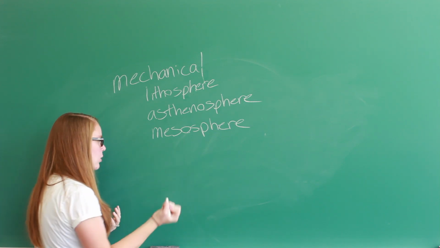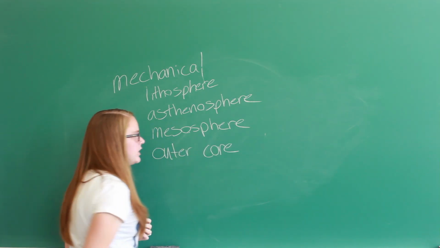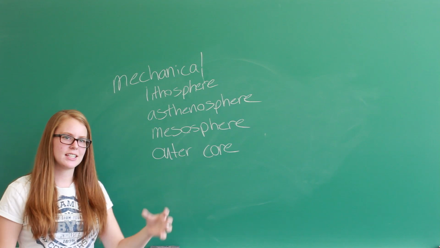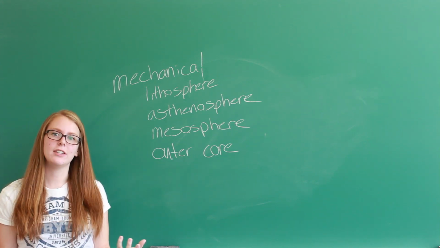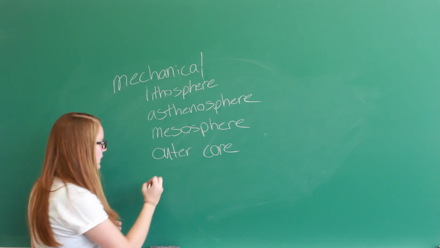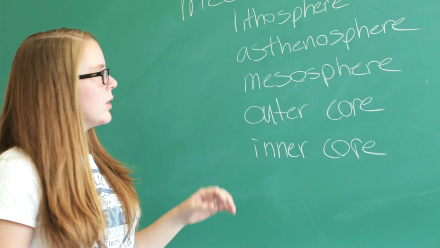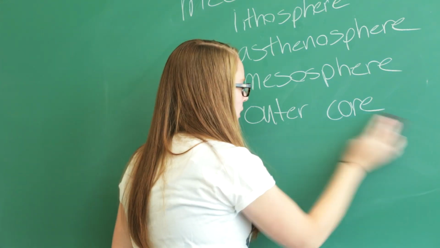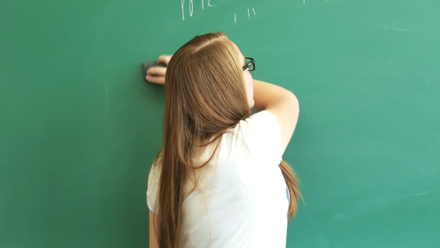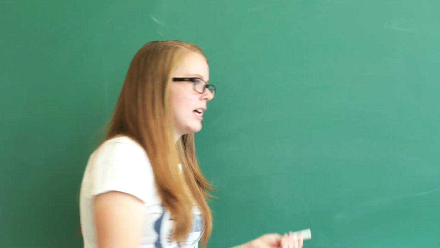And then we have our core, which is comprised of 2 different things. We have our outer core, which is a liquid iron layer. It's convecting and moving around, and it actually causes a magnetic field in Earth that we can see. And then our inner core, which is completely solid. So that's our mechanical and compositional layers. So how do we know that all these things are there? There's 5 different evidences that tell us this.